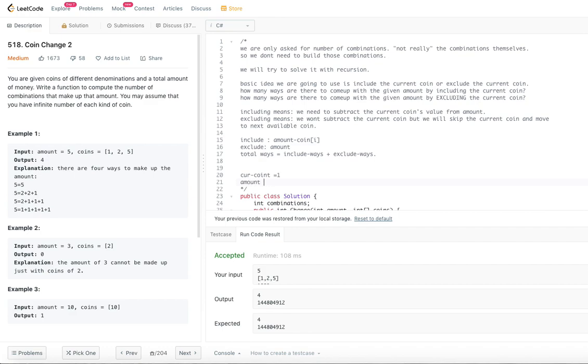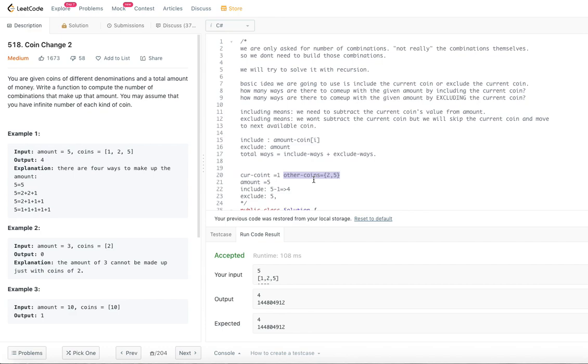Amount is 5, right? Include means the amount we further need to reduce will be 5 minus 1, that means 4. Exclude means we don't subtract this, so the amount will still stay the same and we will go with the other coins. So the current coin is 1, and the other coins will be 2 and 5, right? In this case the current coin is 1, we are not including it, so we are trying to use the other coins. So that's the logic that we are going to build.